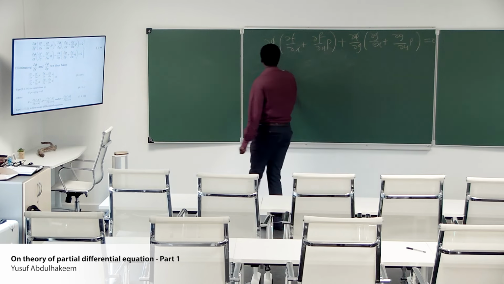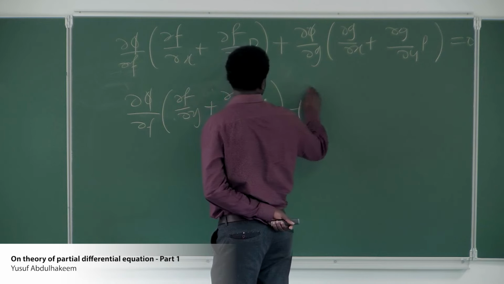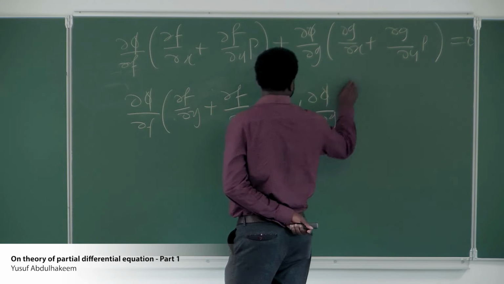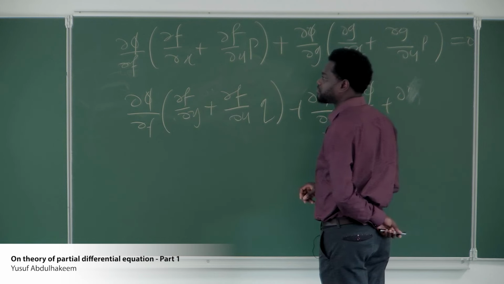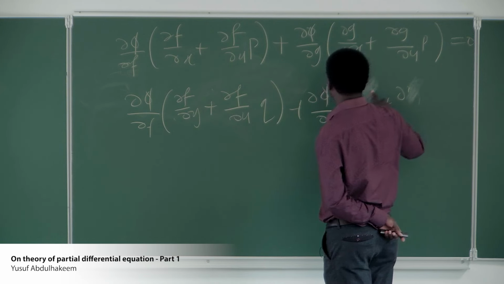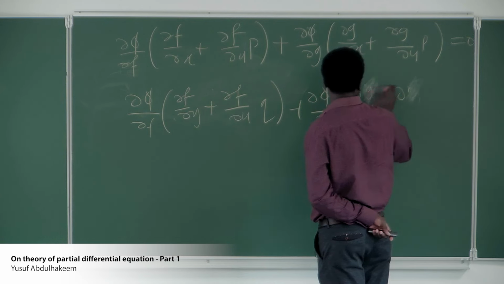And then the next equation we have ∂φ/∂f in the bracket of ∂f/∂y plus ∂f/∂u dot q, then plus ∂φ/∂g in the bracket of ∂g/∂y plus ∂g/∂u. Then we have q, and everything here also is equal to 0.